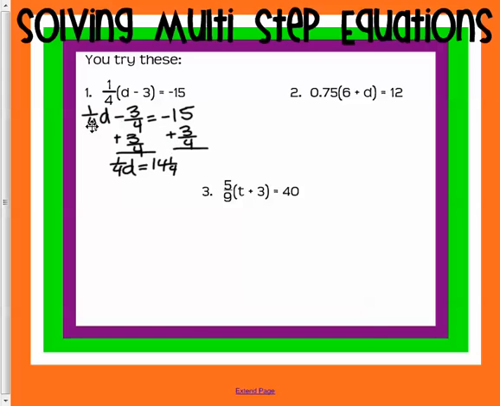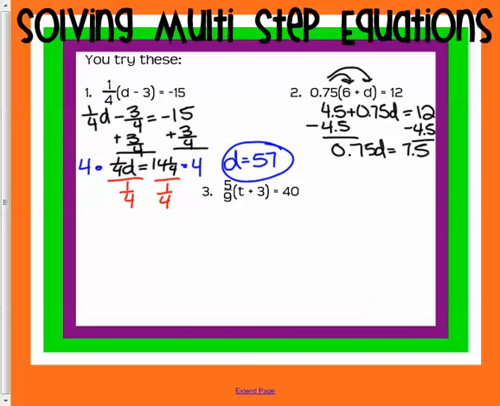Okay, so on this first one, you get a 4th d minus 3/4 equaling negative 15 because we distributed the 4th to each. So add 3/4 to both sides and we're left with a 4th d, and these have different signs, so we get 14 and 1/4. You can divide by 1/4, or you can multiply and flip it over and you would multiply by 4. So your answer would be d equals 57.